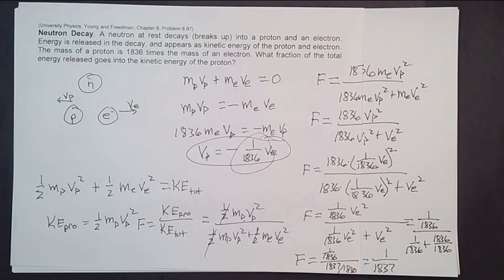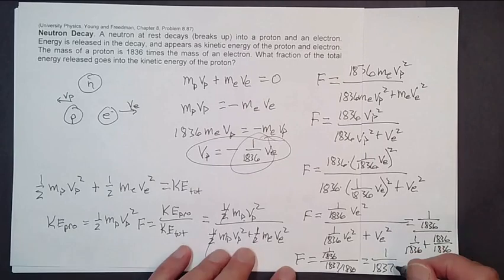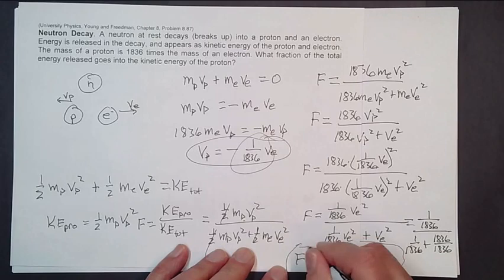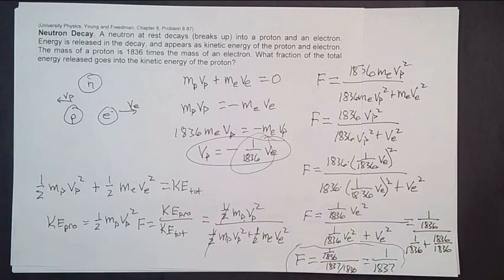So the electron ends up with the other, well, it ends up with 1 minus that, which ends up being 1836 over 1837. Almost all of the kinetic energy goes into the electron, and the proton ends up with very little of it. So that's the fraction of the total energy that the proton ends up with. Okay, a couple of kind of interesting and fun problems for conservation of momentum.